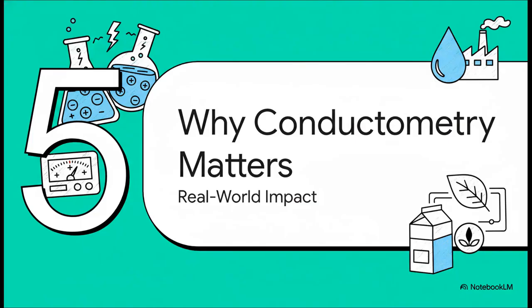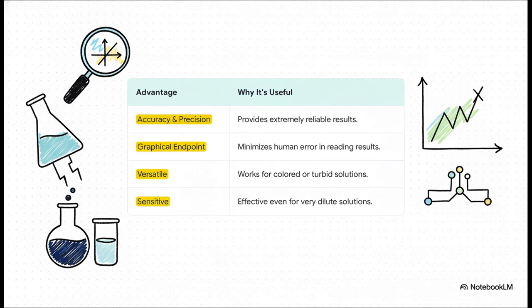So this is all very clever science, right? But why does it actually matter? What makes this method such a go-to technique for scientists in the real world? Well, the advantages are huge. For one, it's incredibly accurate and precise. And because you find the endpoint on a graph, it basically eliminates human error. But for me, the real game changer is its versatility. You can use it on colored solutions, on cloudy or murky solutions, places where you could never just use your eyes. And on top of all that, it's so sensitive it works even when your solutions are very, very dilute.